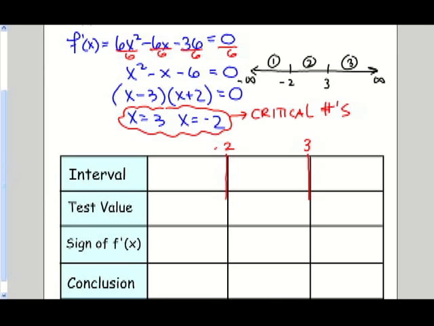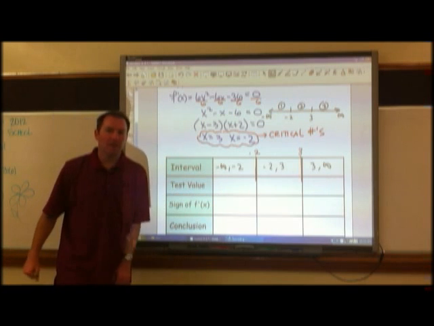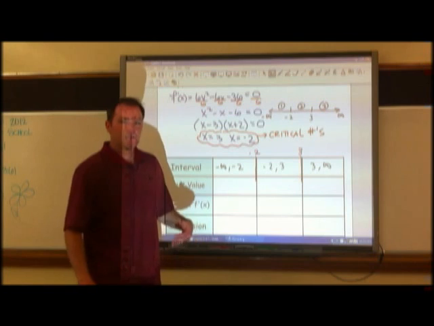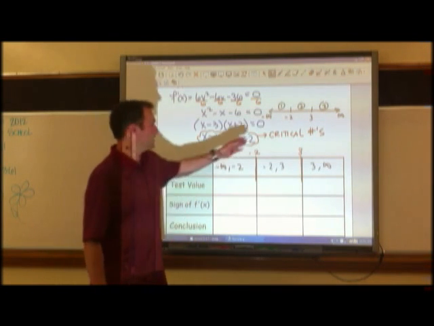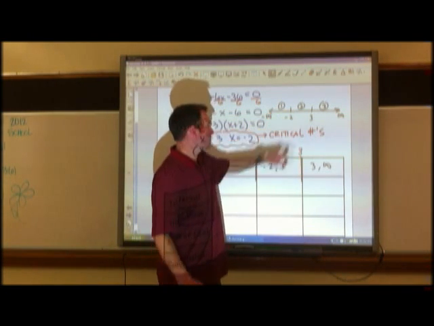So my x-axis is now broken up into 3 intervals. The first one goes from negative infinity to negative 2. The second one goes from negative 2 to 3. And the third one goes from 3 to infinity. Now I'm going to pick a test value, and a test value is just any x value that's in this range.